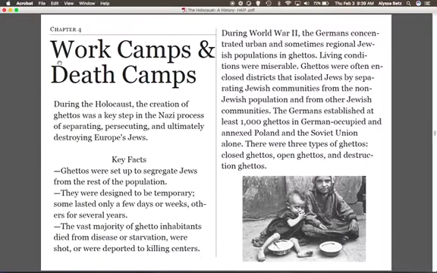During World War II, the German concentrated urban and sometimes regional Jewish populations in ghettos. Living conditions were miserable. Ghettos were often enclosed districts that isolated Jews by separating Jewish communities from the non-Jewish population and from other Jewish communities. The Germans established at least 1,000 ghettos in German-occupied and annexed Poland and the Soviet Union alone. There were 3 types of ghettos: closed ghettos, open ghettos, and destruction ghettos.